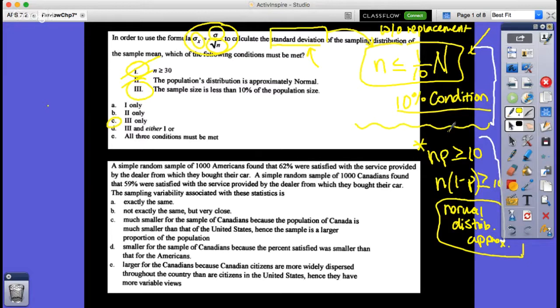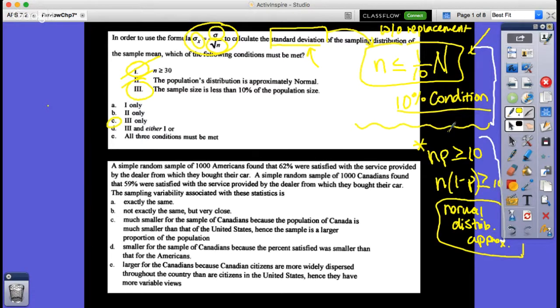Number 6 says this. Or actually, I think I skipped 6, or maybe I flip-flopped these. This one's number 7, okay? This one says a simple random sample of 1,000 Americans found that 62% were satisfied with the service provided by the dealer from which they bought their car. Now, a simple random sample of 1,000 Canadians found that 59% were satisfied with their dealer, where they bought the car.